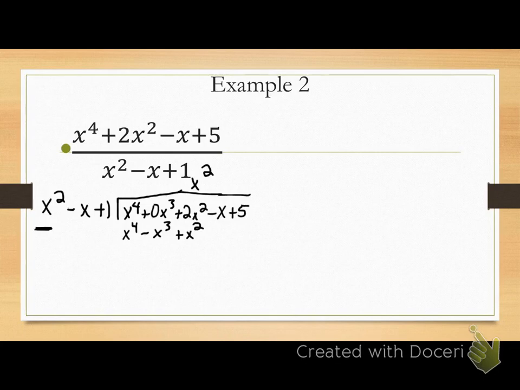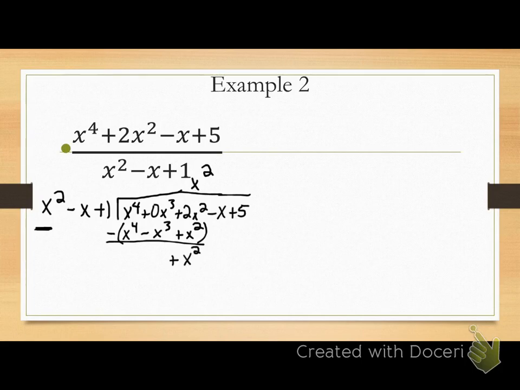After I multiply that x squared times my divisor, what do I do? Subtract. Don't forget we're subtracting the whole polynomial. So I have 2x squared minus x squared. What does that give me? Wait, you said 2x squared minus 2x squared? 2x squared minus x squared. X squared. Positive x squared, right?